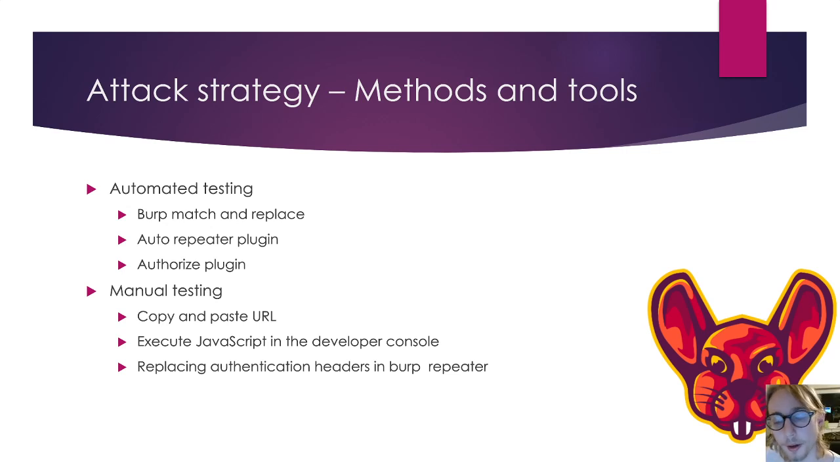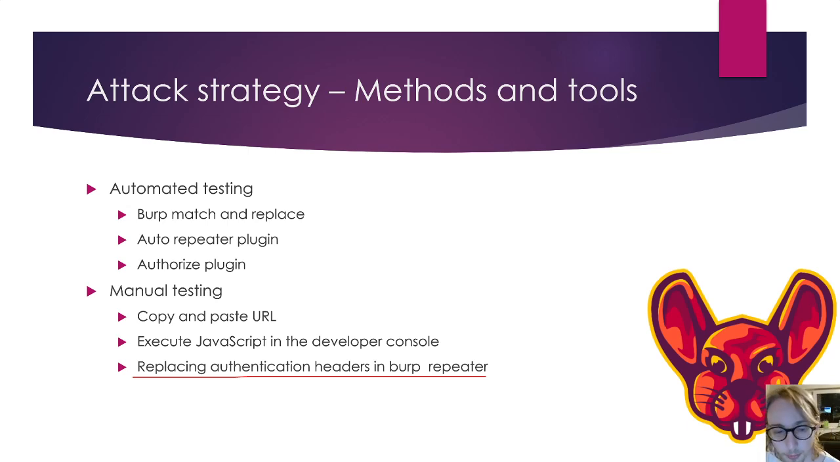Now, if you have your identifier in the body, that's not going to be possible. So what we need to do then is we're going to replace those authentication headers in Burp Repeater. We're going to right click on our request, we're going to send it to Burp Repeater, and we're going to replace the authorization headers with a different user.